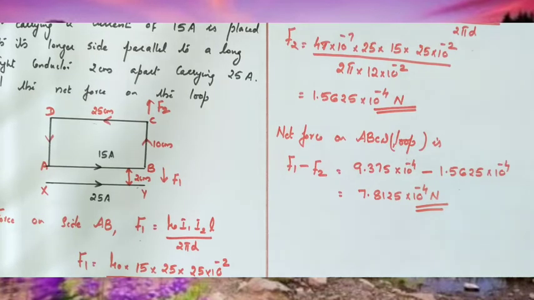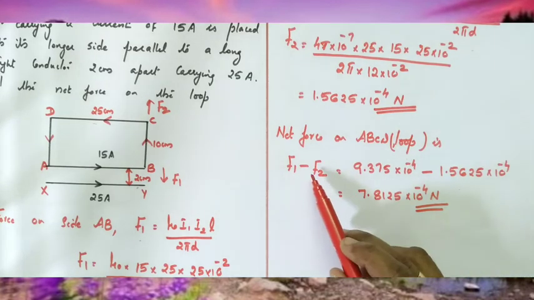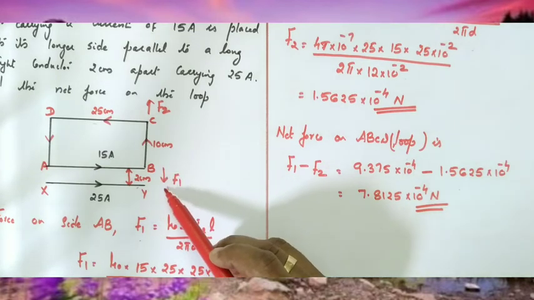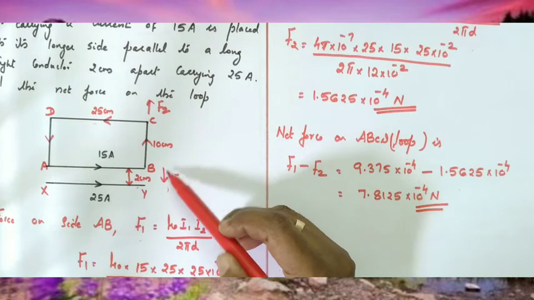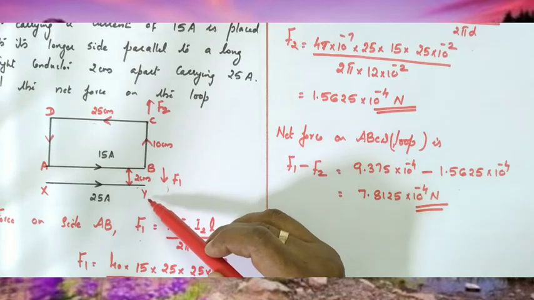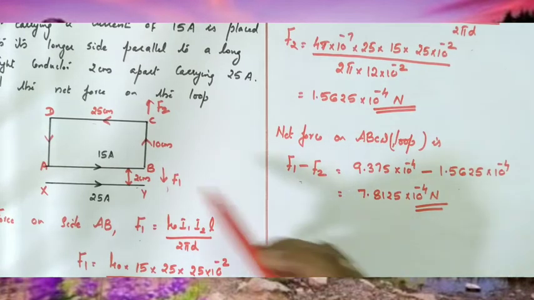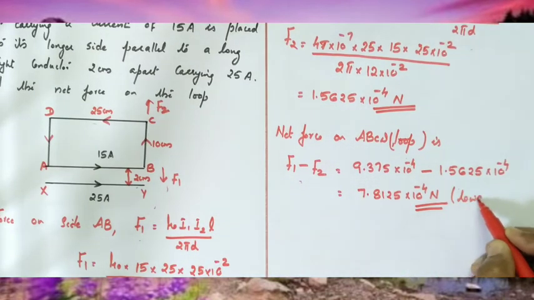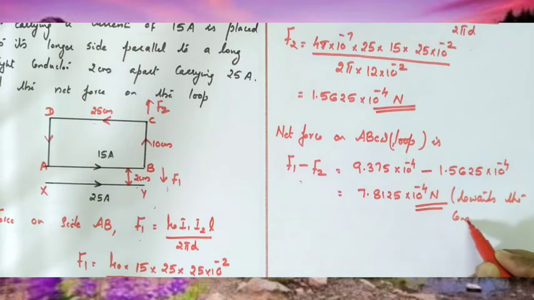And what will be the direction? So since F1 is greater, no? So the net force is in the direction of F1. That means the direction of F1 is in the downward direction towards the conductor XY. So here net force is also towards the conductor XY. So direction is towards the conductor XY. Clear?